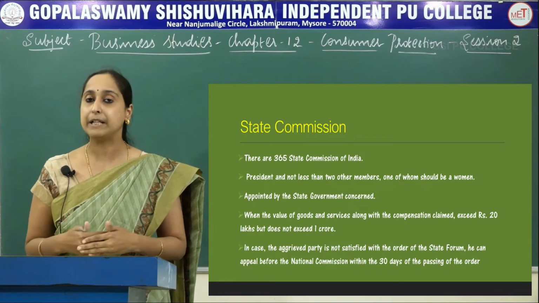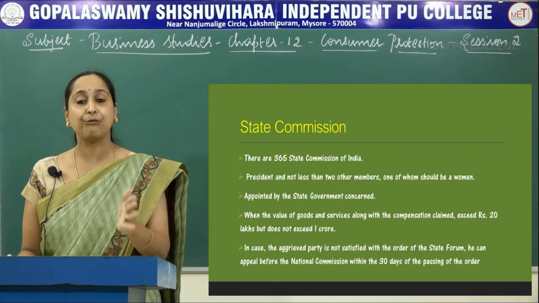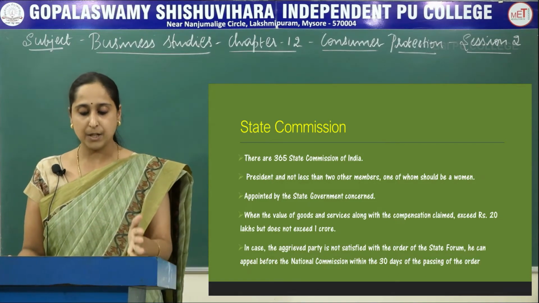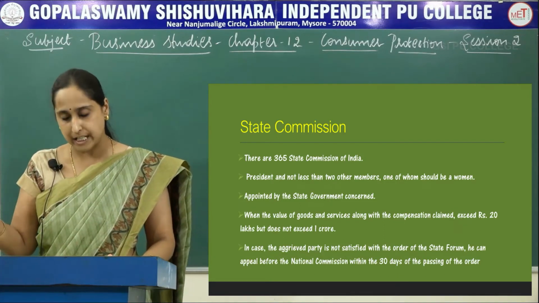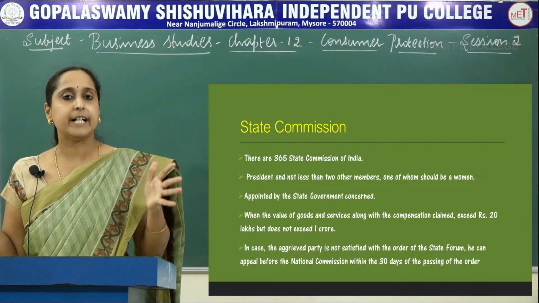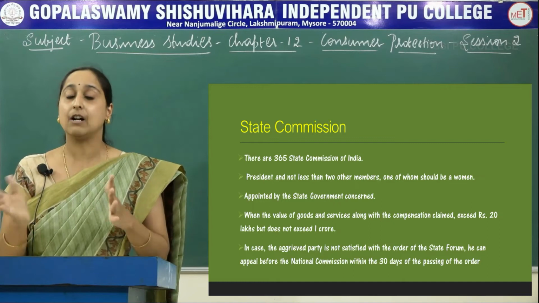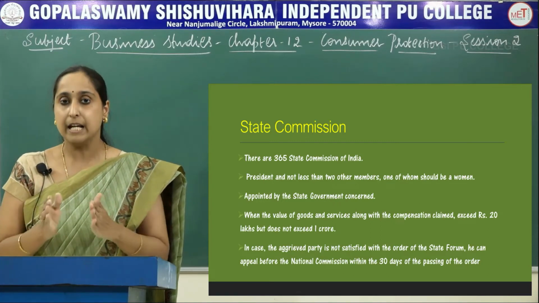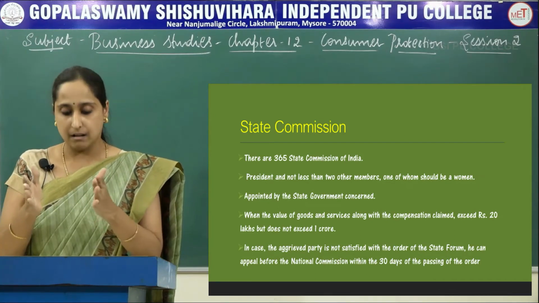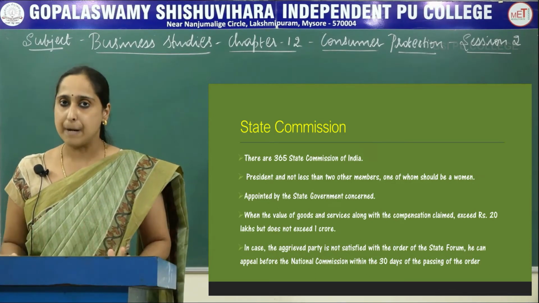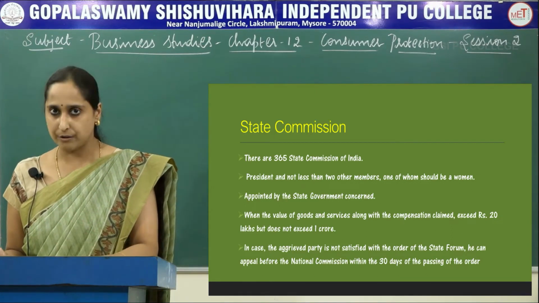And here the complaint can be made to the appropriate state commission when the value of the goods or services in question along with the compensation claim exceeds rupees 20 lakh but does not exceed 1 crore. The value of the goods and services ide adu jothege compensation nu seri 20 lakhakkinta jaasti 1 crore ginta kadame idre avaga state commission alli appeal maadabodu. In here also the same procedure follows as in case of district forum.